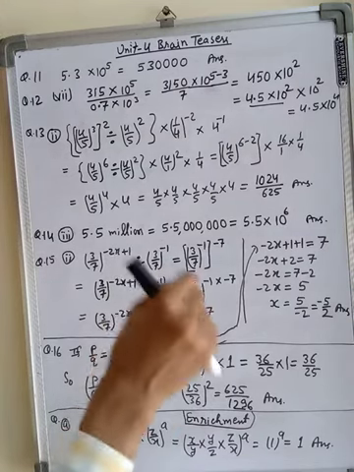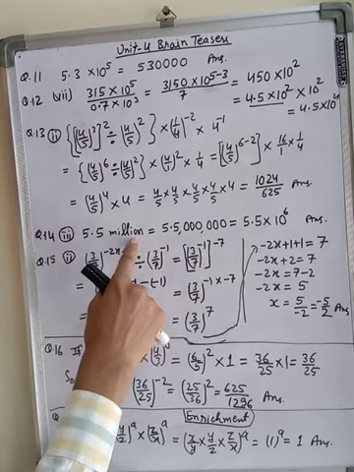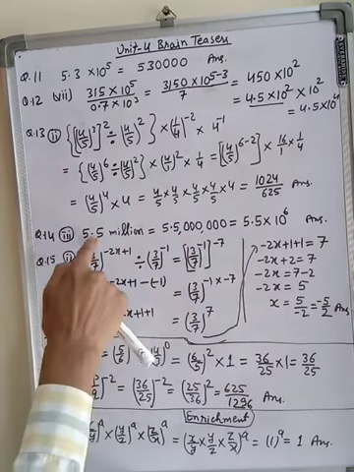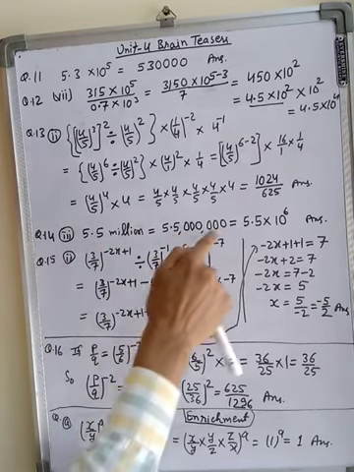So this 5.5 million, how will we write it into scientific notation? So first of all, I am writing this as a million.